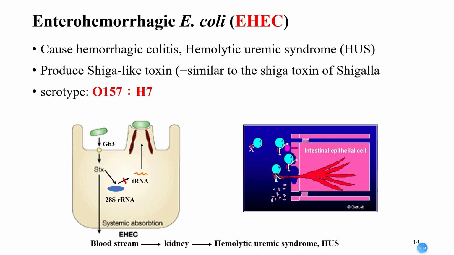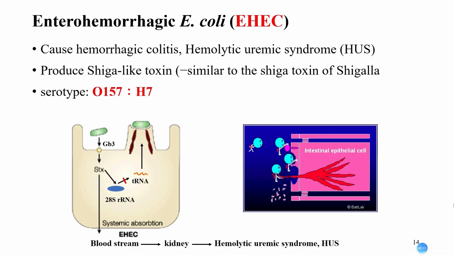Okay, the next one is EHEC, enterohemorrhagic E. coli. Anyone know the meaning of hemorrhagic? What's the meaning of hemorrhagic? Yes, bleeding. So hemo means blood related. Hemorrhagic means there is bleeding. So that is the E. coli infection which can cause bleeding in different organs, such as in the colon, it causes the hemorrhagic colitis, the inflammation in the colon with bleeding.